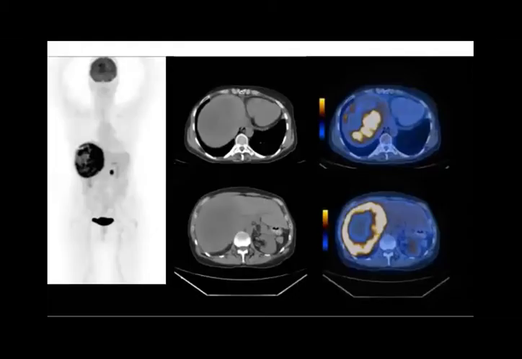Yeah, this is a 60-year-old female patient, and they mentioned that she has diverticulitis. So what do you see here? What is abnormal here? Hypodense lesion in the liver, right lobe of the liver. Yeah, this one. And when he did PET-CT, Hassan, perfect.